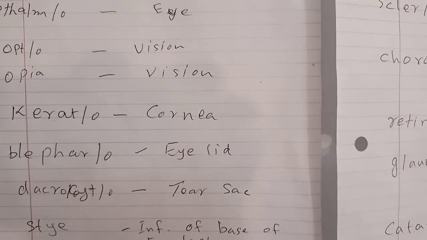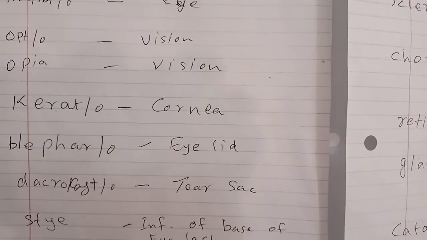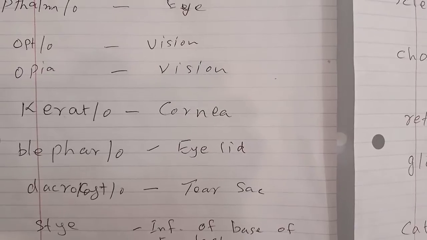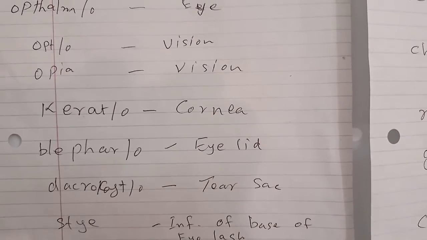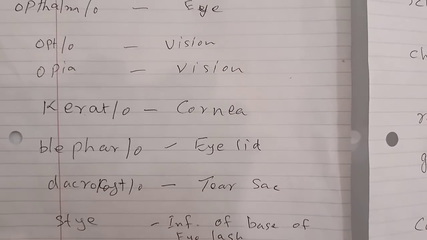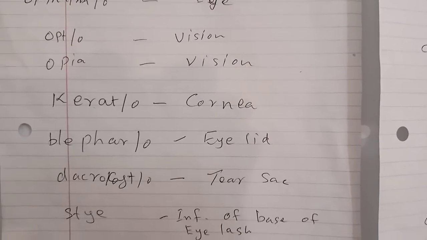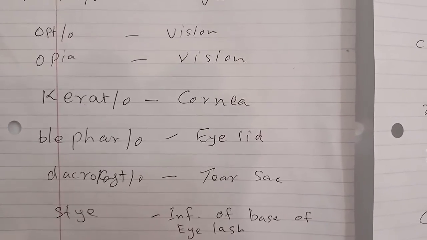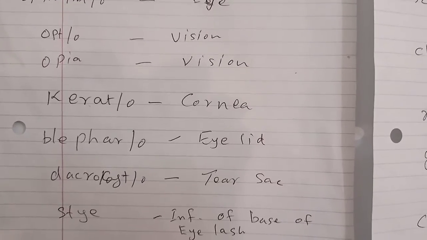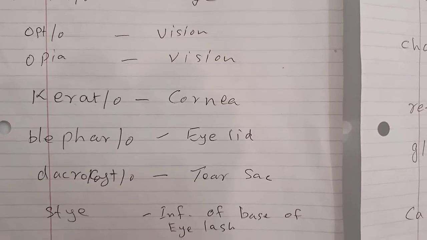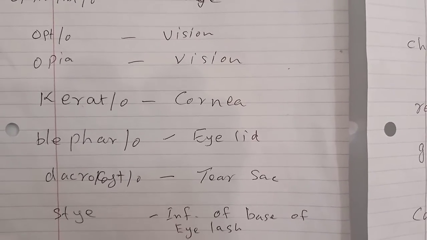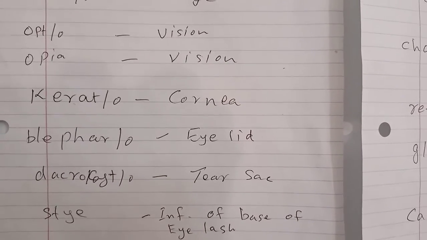Kerato means cornea. The central part of the sclera, which is transparent, in front of the iris, is known as the cornea, and the word root for cornea is kerato. Keratitis or radial keratotomy. In radial keratotomy, we give radial incisions in the cornea in myopia.